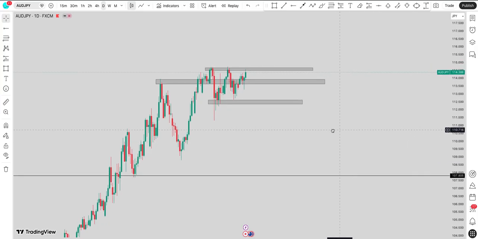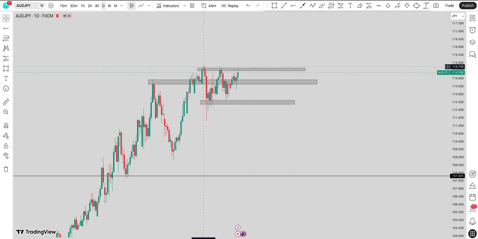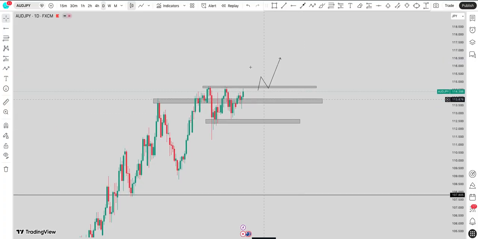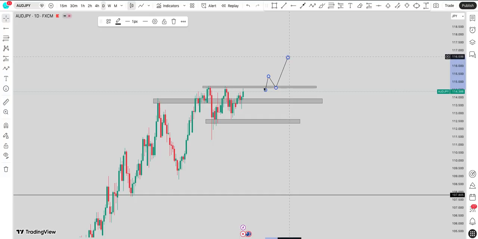Let me zoom so you guys can see properly. Okay, we have our overall high here, the previous high, and the most recent lows around here. What I want to see on this market now is AUD JPY coming to break above this zone, retesting it to give us the buy continuation to the upside. This is what I'll be looking out for: for the market to break above this high, retest it, and then continue buying.